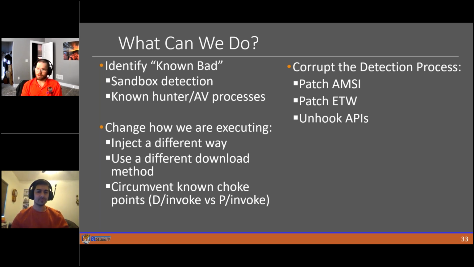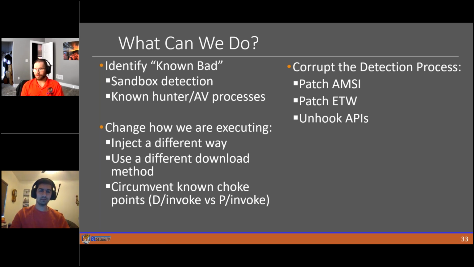We could change how we are executing. We can inject in a different way, which is why there are a number of different code injection capabilities out there through shellcode or Donut and those kinds of things. We can use a different download method. There are GitHub pages completely dedicated to download cradles, because that's changing how we're downloading. If they're looking for us to use WebClient.DownloadString, but we use a MAPI object and go through Outlook to download it, then they're not necessarily watching that process.